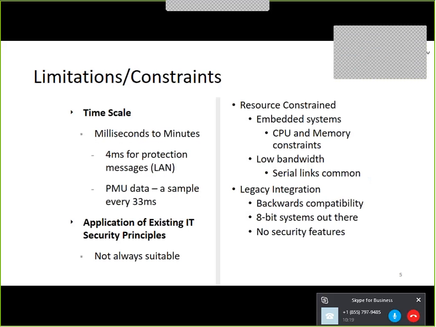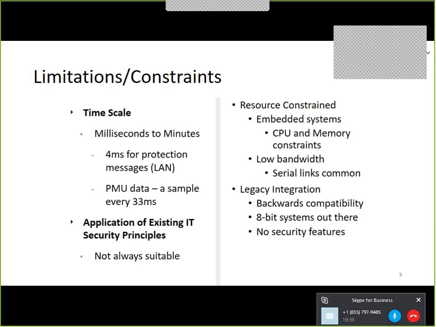You also have the application of existing IT security principles in this space. When I say that, I mean enterprise IT isn't necessarily applicable in industrial control systems. Some is, some isn't. So how do I deploy ubiquitous virus scanning, for instance, on embedded systems? I can't.